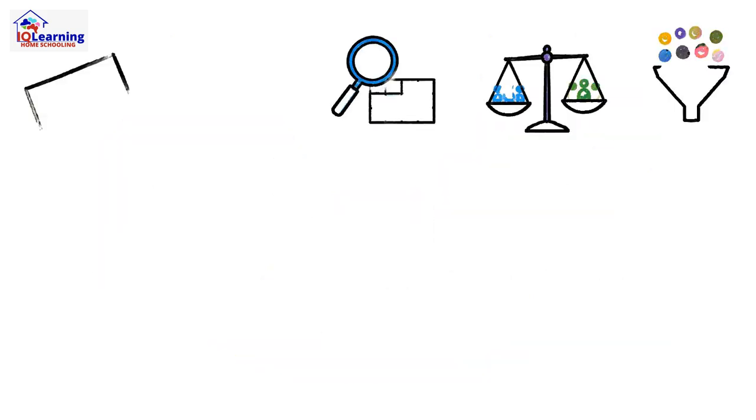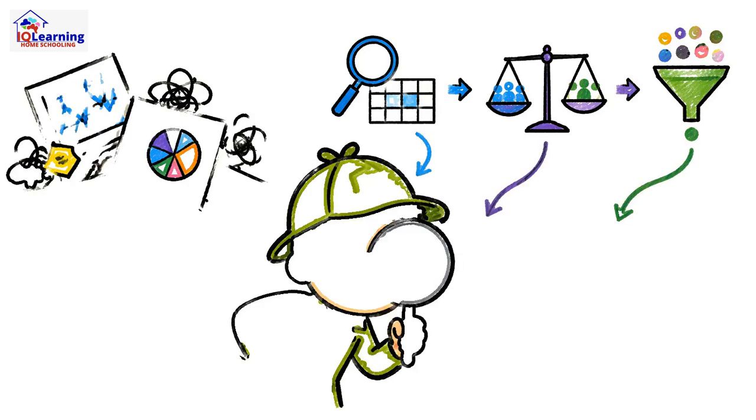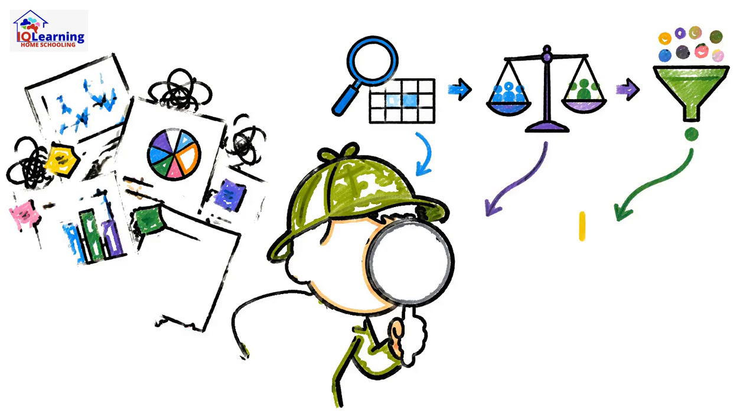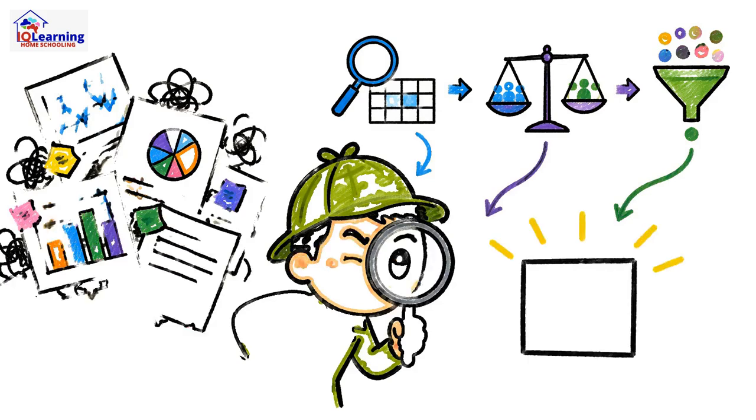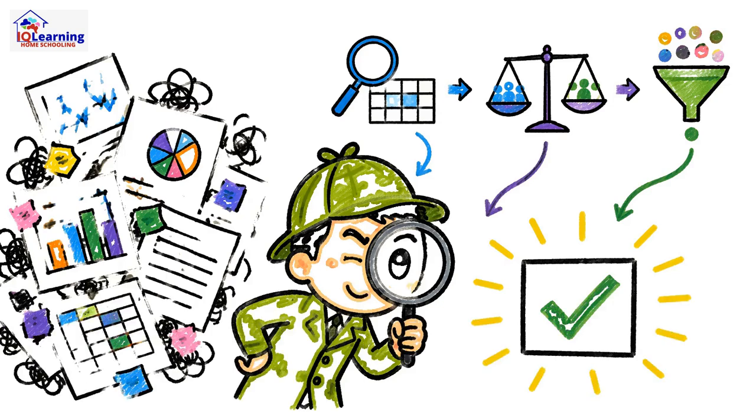Ultimately, reading complex data is about becoming a data detective. You learn to cross-reference for a single clue, compare groups to see the bigger picture, and filter information to find exactly what you need. It's the skill of finding clear answers in a complicated world.